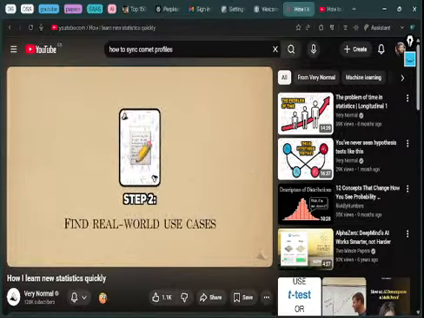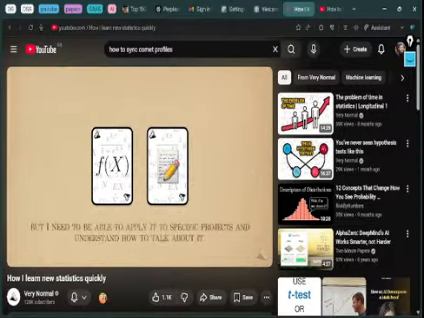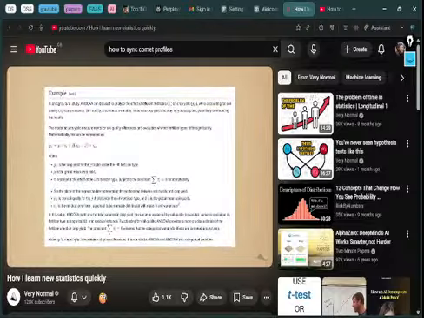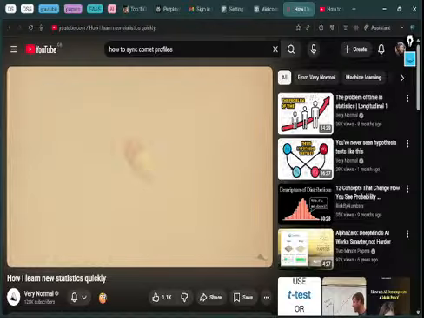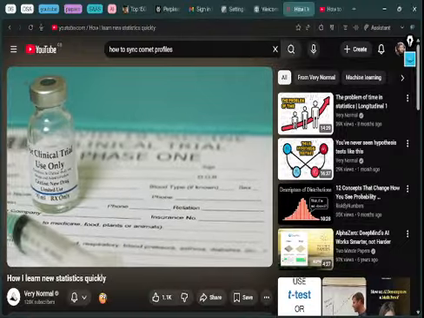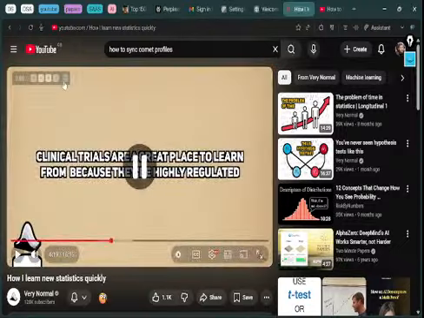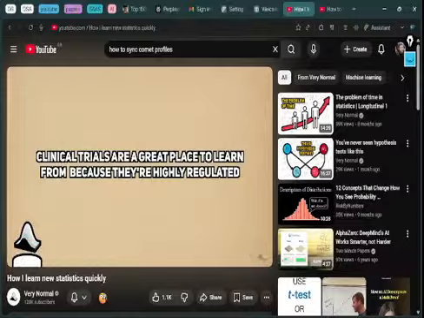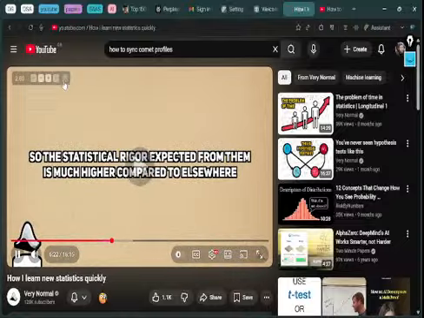The next step in my process is to find actual use cases for the thing I'm learning. Step 1 provides a purely statistical view of the model, but I need to be able to apply it to specific projects and understand how to talk about it. The Wikipedia article did provide a use case, but there's no numbers associated with it, and it's not in my industry. I work as a statistician in the pharmaceutical industry, so the most natural examples that I look to are clinical trials. Clinical trials are a great place to learn from because they're highly regulated, which means that the statistical rigor expected from them is much higher.